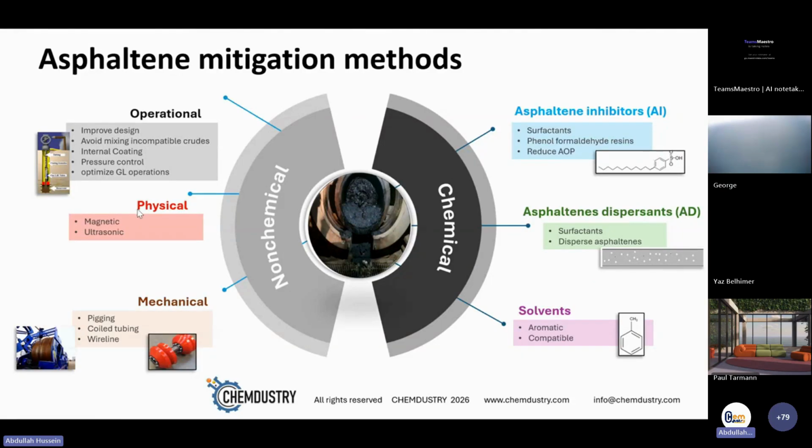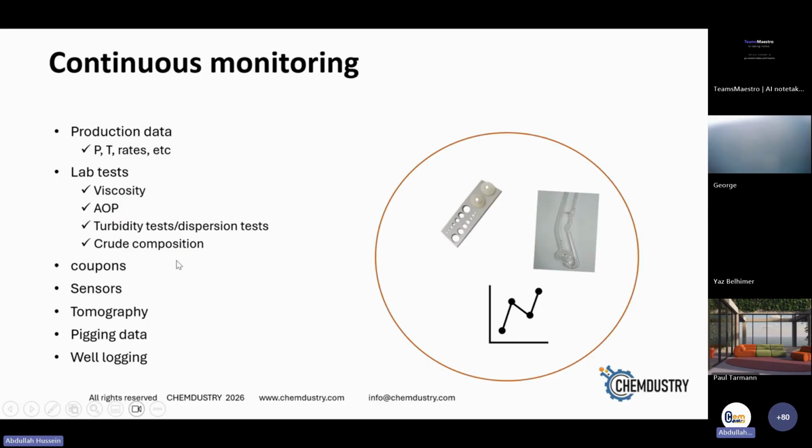So as I said, you can use operational methods: improve the design, avoid mixing incompatible crudes, internal coating, pressure control. One of the things that is normally done in systems that use gas lift is to improve the gas lift operations. There's also some physical techniques like magnetic or ultrasonic. And lastly, we can use mechanical techniques to remove the already formed asphaltene deposition.